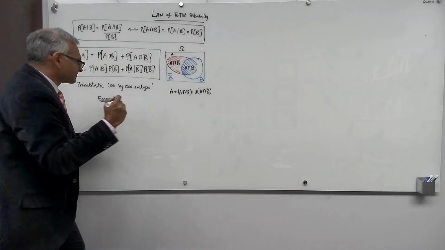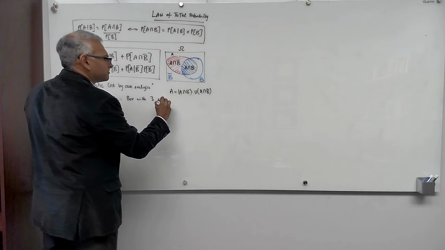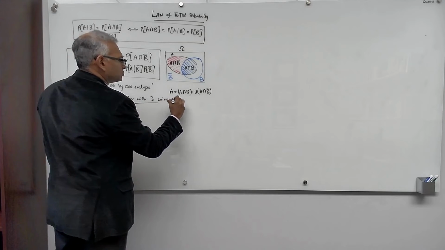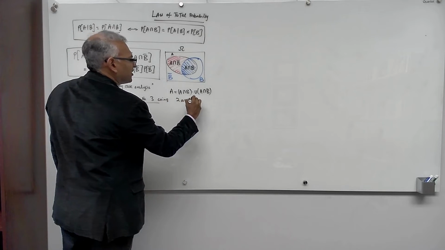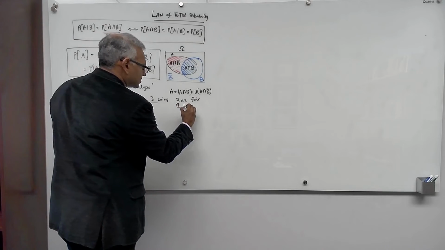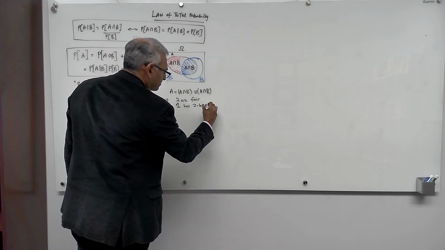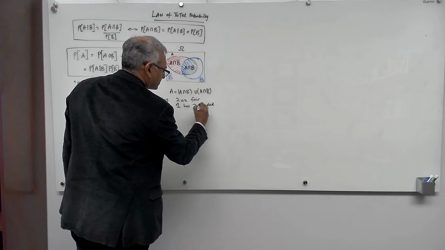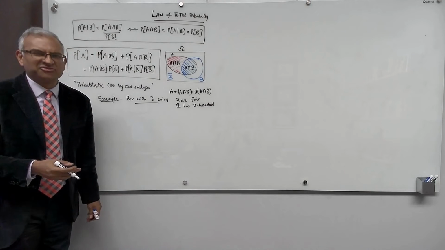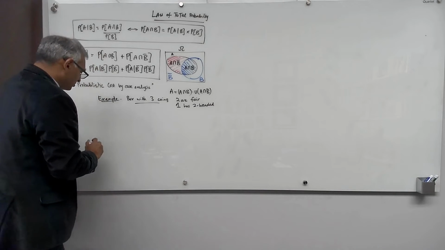So you have a box with 3 coins. Okay, 2 are fair. That means they have a head and a tail, and 1 has both sides heads. So it's 2-headed. Okay, so it's extremely unfair. You flip it, you can only get heads. So you pick a coin at random.